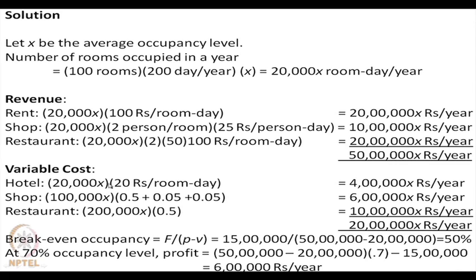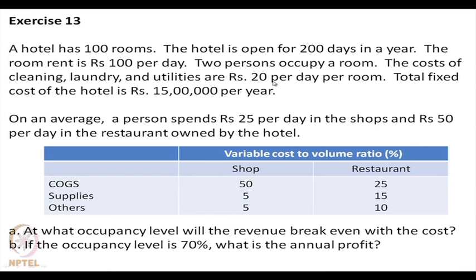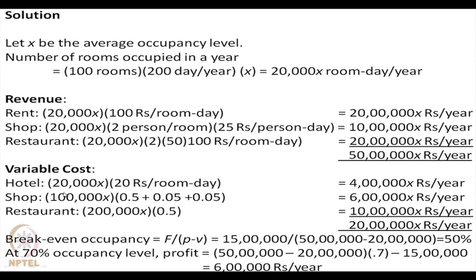Now, we have 20,000 into x number of rooms, room day per year, and in the hotel the variable cost is, first of all, it is given is 20 rupees per day per room. The cost of cleaning, laundry and utilities are rupees 20 per day per room. So, per room, how many rooms? Room days are this. So, into 20, that is the variable cost for the hotel, that comes to 4 lakh x rupees per year.